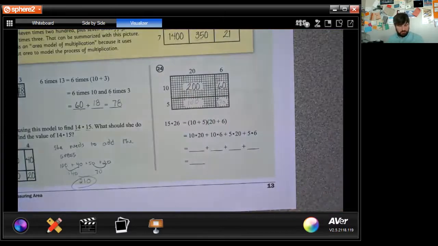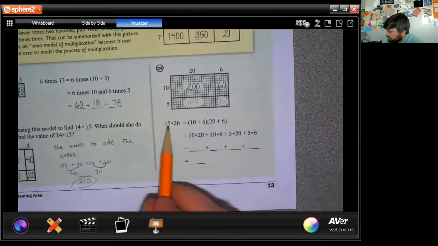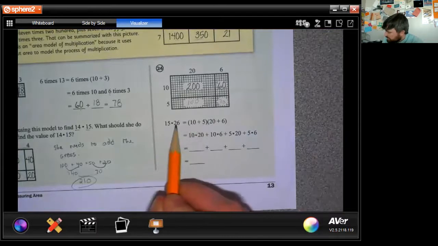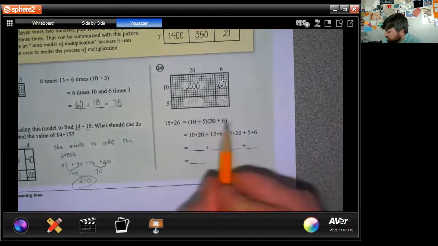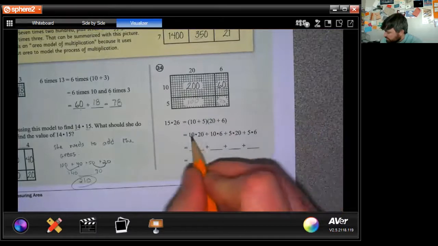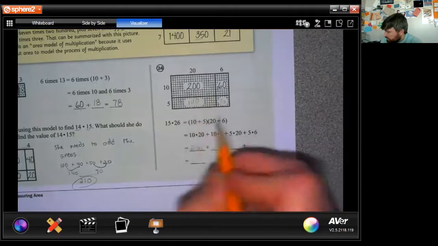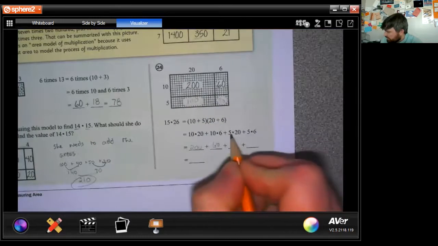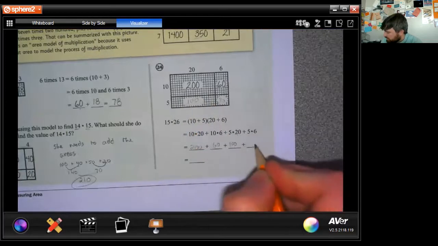But they also wrote it out algebraically here. So you got 15, they had 10 and 5. You've got 26, which is 20 and 6. And then what you have to do is multiply all these numbers together. So you got 10 times 20 is 200, which was right here. You got 10 times 6, which is 60 right there. You got 5 times 20 is 100 right there. And 5 times 6 is 30.